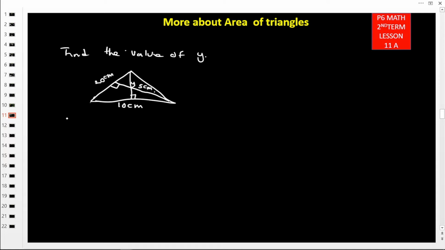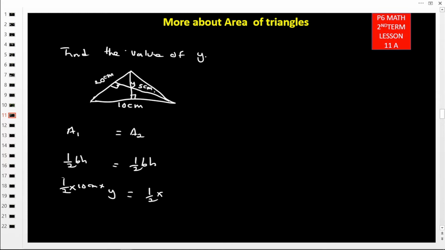So from our formula, area of triangle 1 is equal to area of triangle 2, because they are in the same position. Therefore, a half base times height is equal to a half base times height. So this is a half times the first base. We can take this one here, which is 10 centimeters, then times the height, which is y.